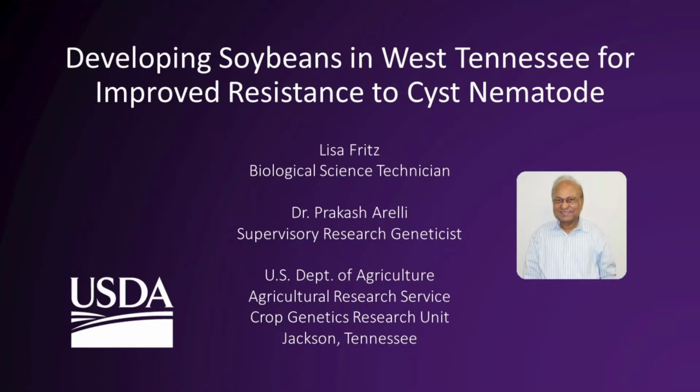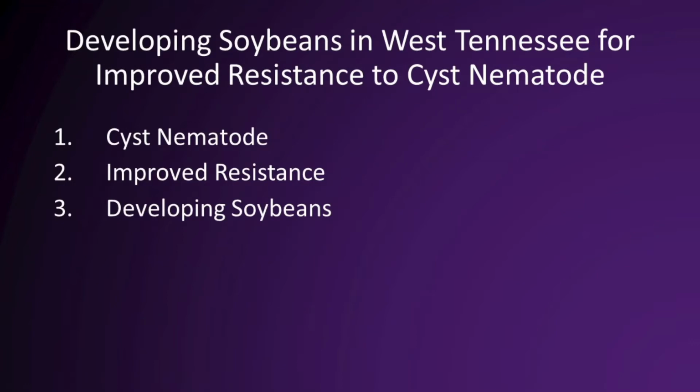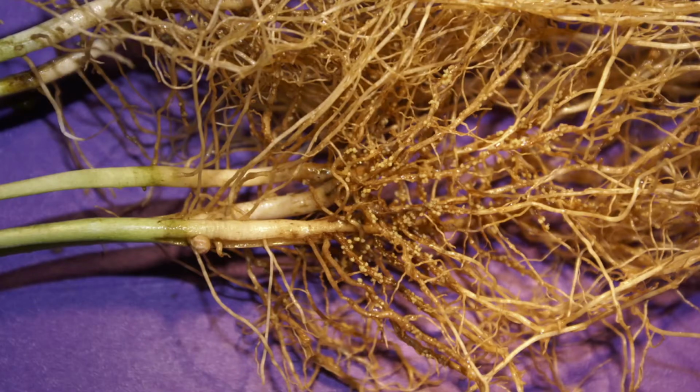This presentation will be organized into 3 sections, working backwards through the title. I'll start out with a little refresher and some pictures of Cyst Nematode. Then I'll talk about improved resistance and what I mean and where that comes from. And then I'll finish off by telling you about the soybeans we're developing here in West Tennessee.